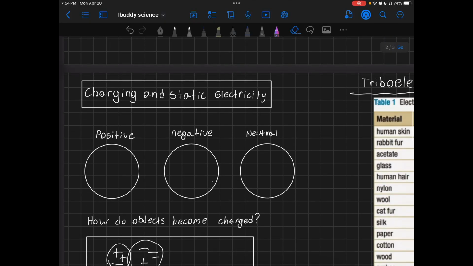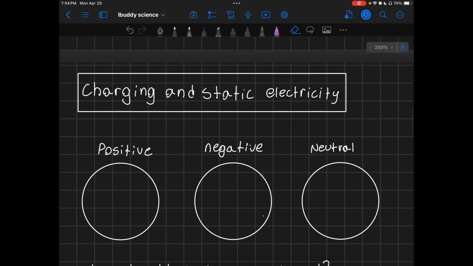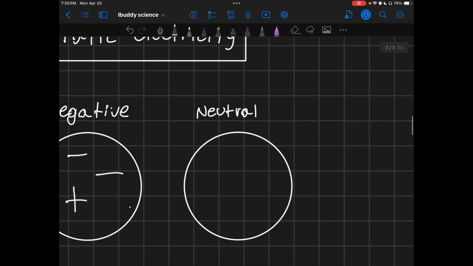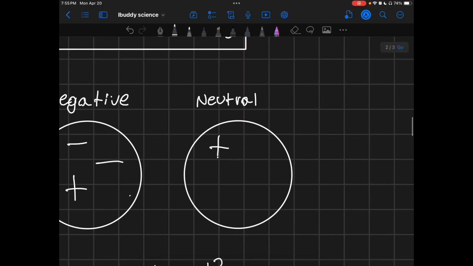Hello everyone, and welcome to this lesson about charging and static electricity. There are different kinds of charges that we need to know about. There are positive charges, negative charges, which have more electrons than protons, and in positive charges, there are more protons than electrons. And in neutral objects, there are the same amount of protons and electrons.